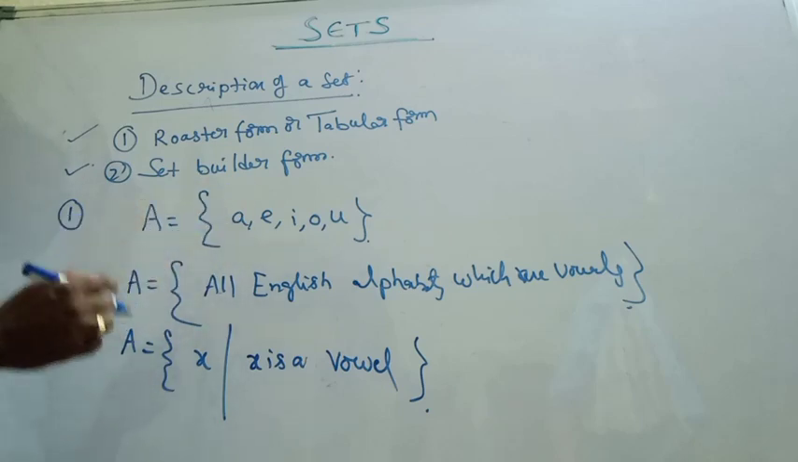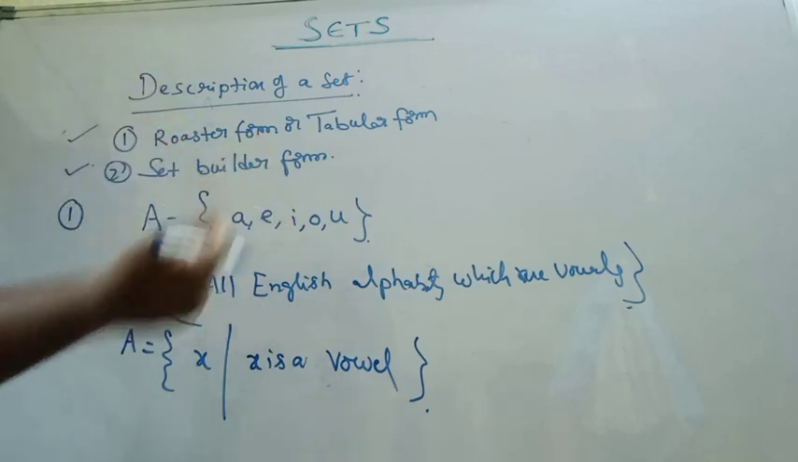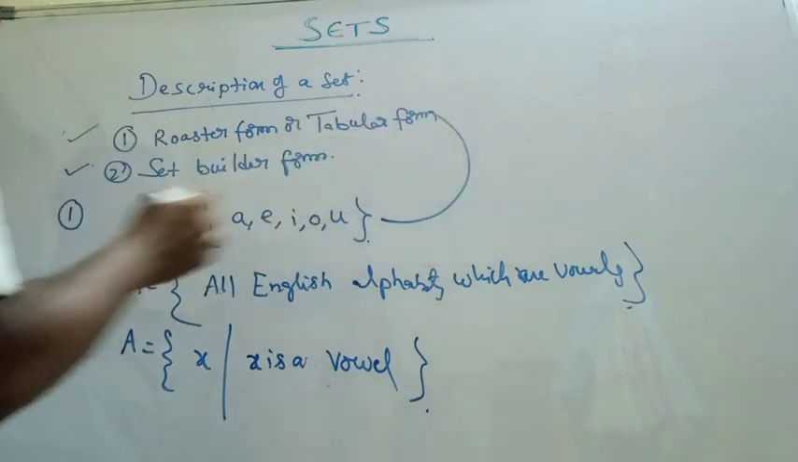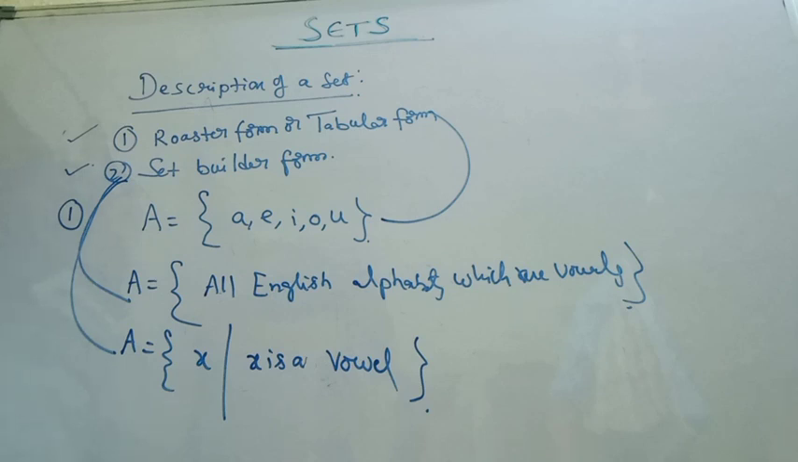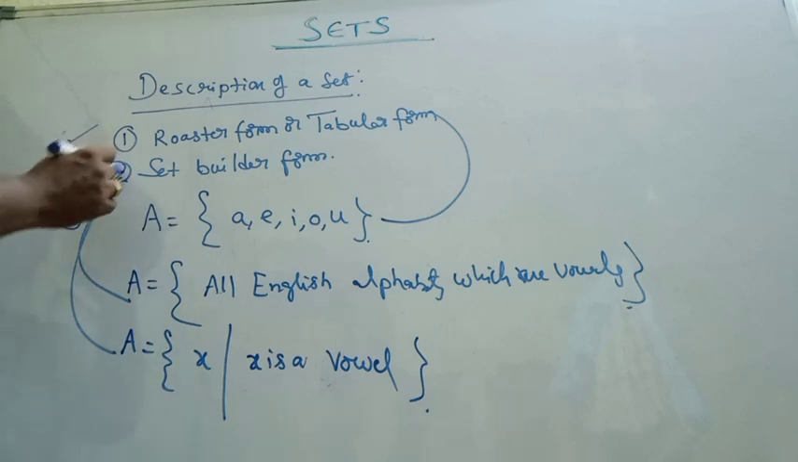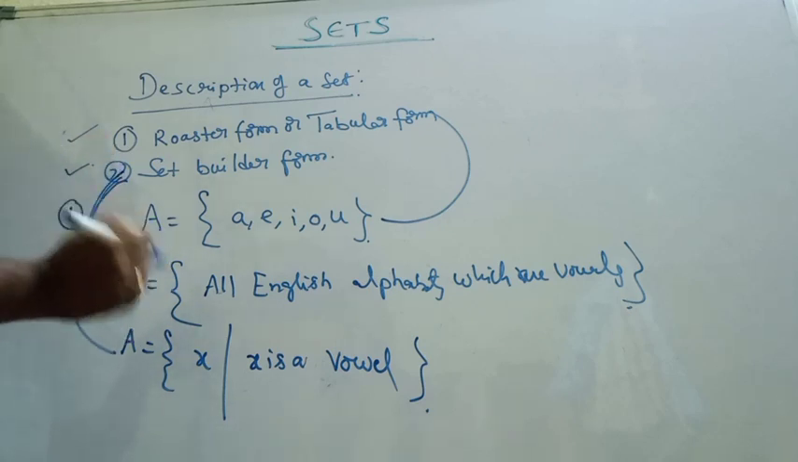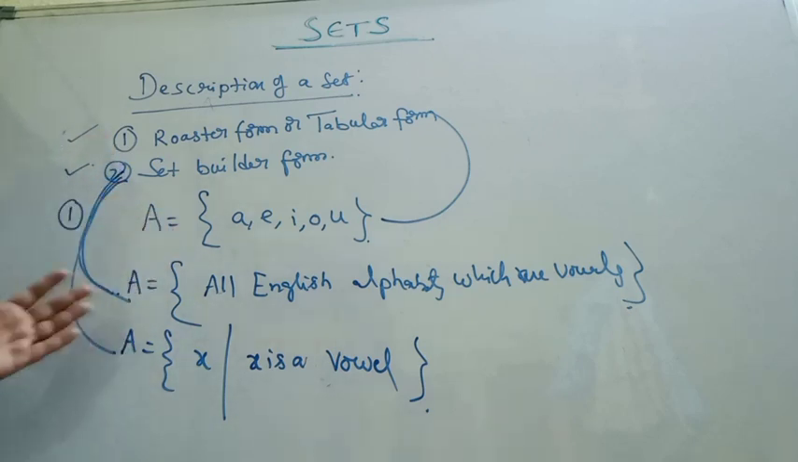Roster form means we just list all the elements. This is what you call roster form, and set builder form is these both. My dear students, this is a very important thing: how to represent them in roster form and set builder form. As I mentioned, roster form means just listing all the elements, and for set builder form you just need to write the property of those elements. That is what you call set builder form.